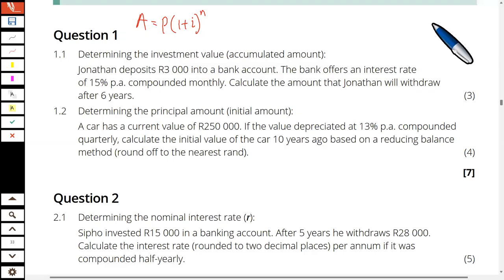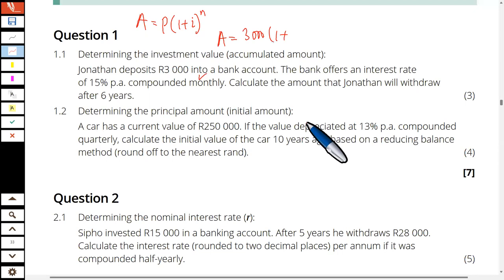Right, so once again, we are back on air. Here we have A equals the invested amount, which is 3,000. So you put 3,000 here into 1 plus the interest rate, which is 15%. When you have 15%, you look at the fact that it's compounded monthly. And if it is compounded monthly, you have what?